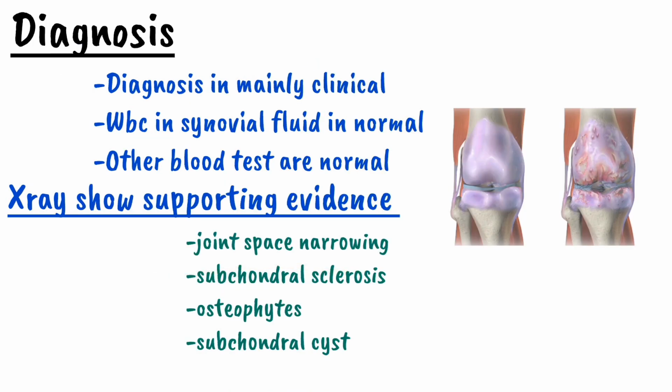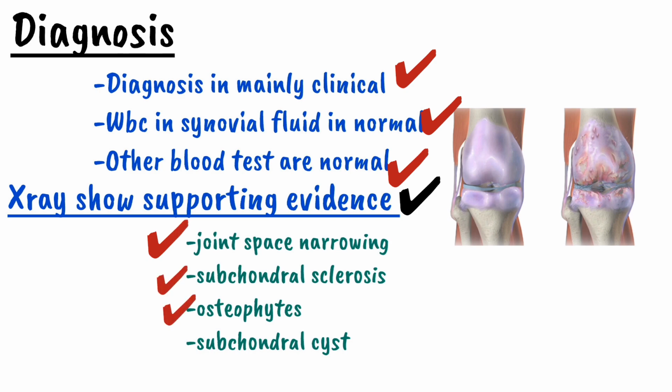So, how will you diagnose osteoarthritis? The diagnosis is mainly clinical. The WBC count in the synovial fluid is usually normal. Other blood tests will also be normal. It's usually a clinical diagnosis, and the X-ray will show supporting evidence. The X-ray will show joint space narrowing, subchondral sclerosis, osteophytes, and subchondral cysts. These X-ray findings we will study now in the subsequent section.